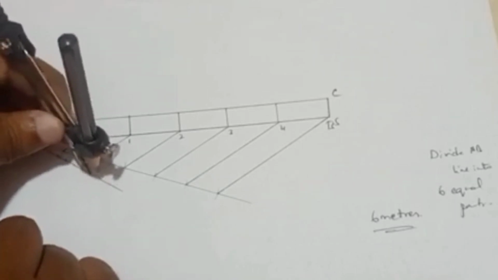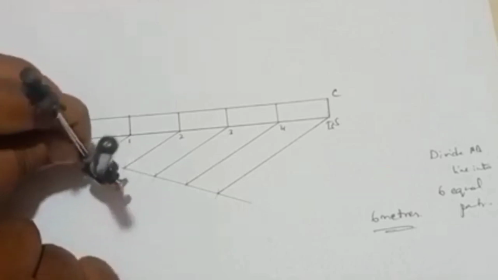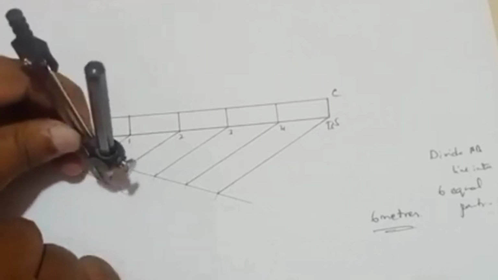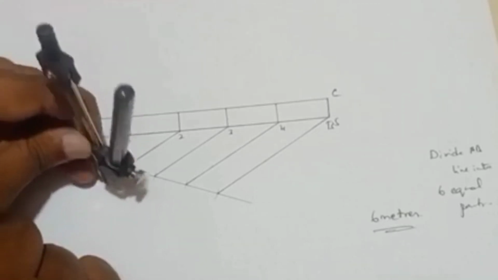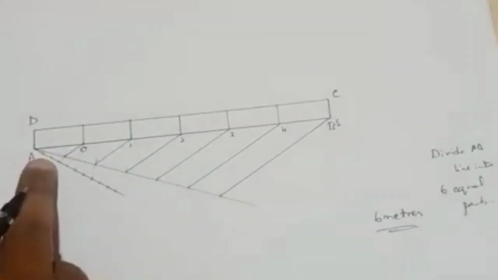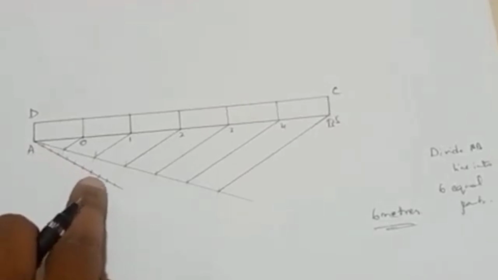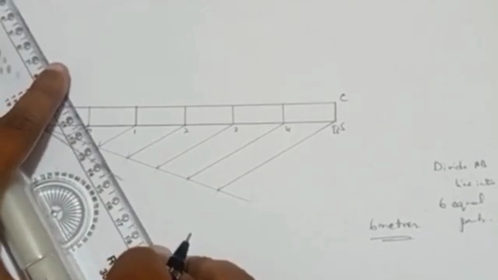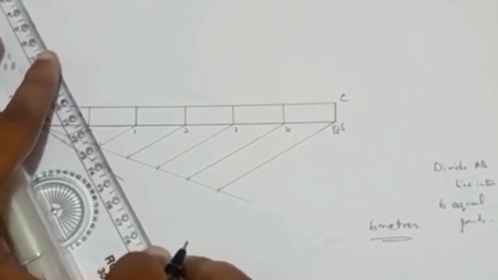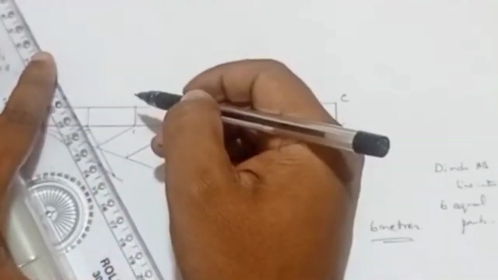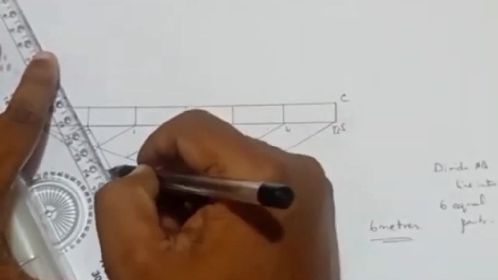You can count the number of arcs, so that you exactly divide that 1 meter line into 10 equal divisions. Now after we have cut the arcs, you have to join with that O end point. Okay, now we'll be drawing the parallel lines here.